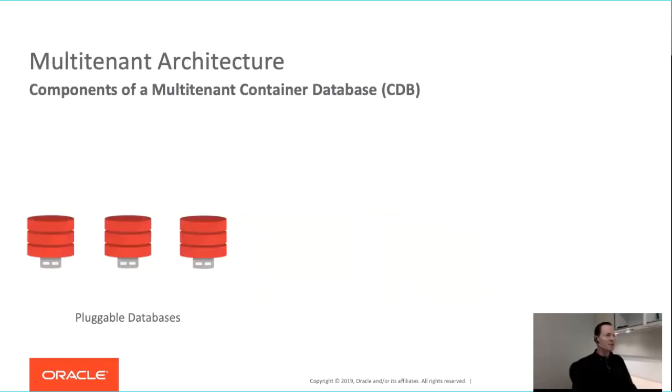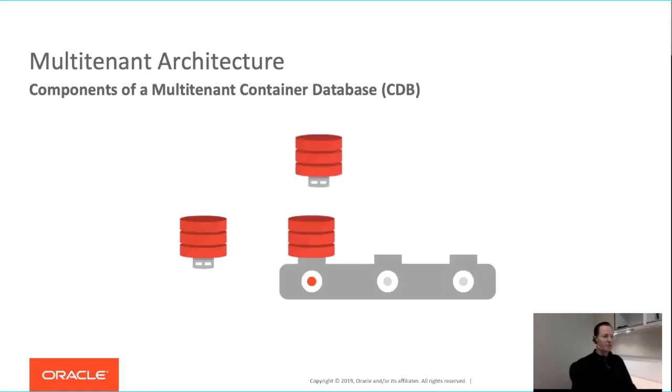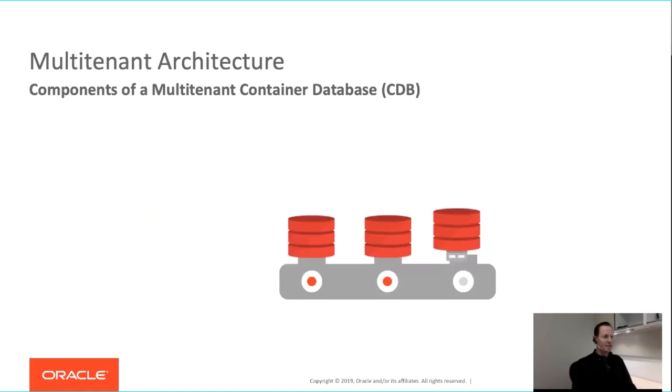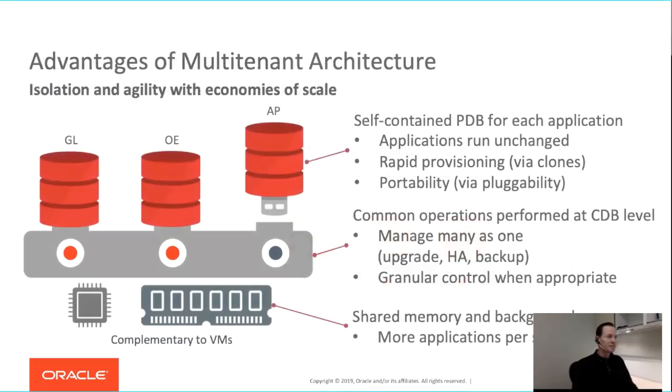So just some terminologies, the components of the multi-tenant architecture. We have these pluggable databases, as I mentioned, which plug into the container database, or the multi-tenant container database. And to shorten that up, we can call pluggable databases PDBs, the multi-tenant container database root, and together they are the CDB. And in some architectures, you can have up to 4,000 of these PDBs per CDB. So what are some of the advantages of using this architecture?